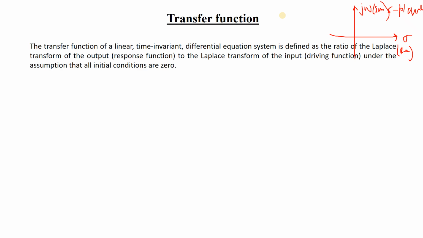So the definition of transfer function is: the transfer function of a linear time invariant differential equation system is defined as the ratio of the Laplace transform of the output to the Laplace transform of the input under the assumption that all initial conditions are 0. Now first of all, do you know what is a linear system? What is the meaning of the word linear? Does anyone know what is a linear system, or an example of a linear system?